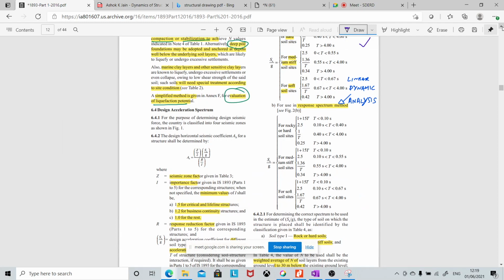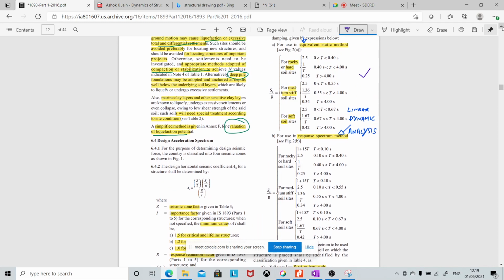Okay, so what was the soil type? Soft soil. So we will look here. For soft soil, if the time period is between 0 and 0.67, then you have to take the value of SA by G as 2.5. In this case, all the values of SA by G are coming in this region, so you will take it as 2.5.